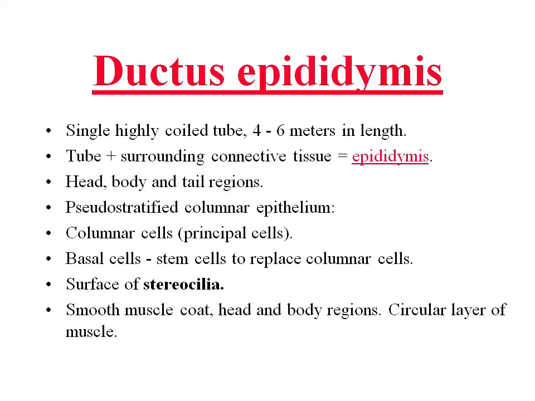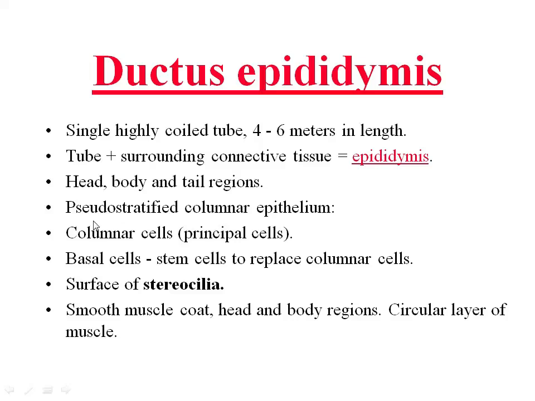It is supposed that while the sperms are stored in the epididymis, they mature and become ready to be released through the ejaculatory ducts. This tubule plus the surrounding connective tissue together form the epididymis. A head, body and tail region is present in the epididymis. In the previous slide we must have observed labels like cauda epididymis and ductus epididymis.